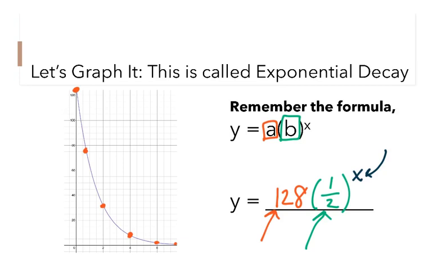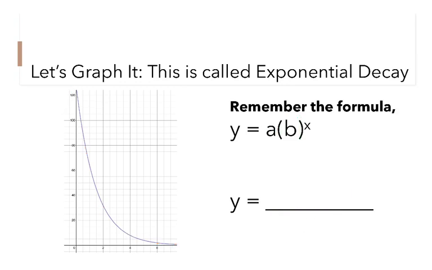So this is called exponential decay. It means my numbers are getting smaller and smaller and smaller by a multiplier. And this one, that multiplier was 1/2. It cut in half for each day.